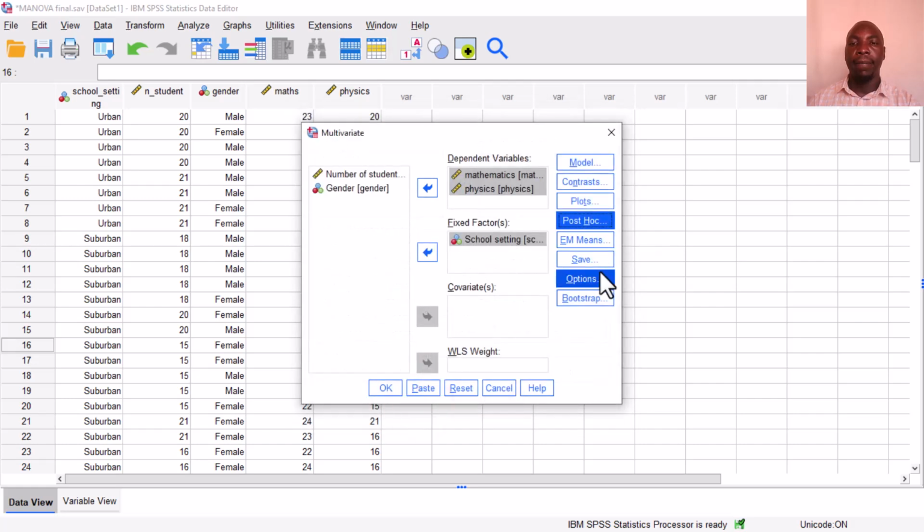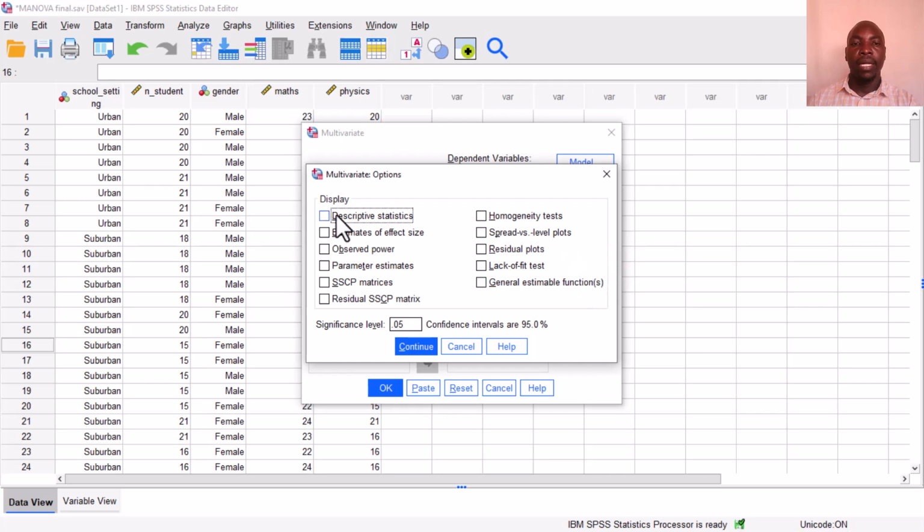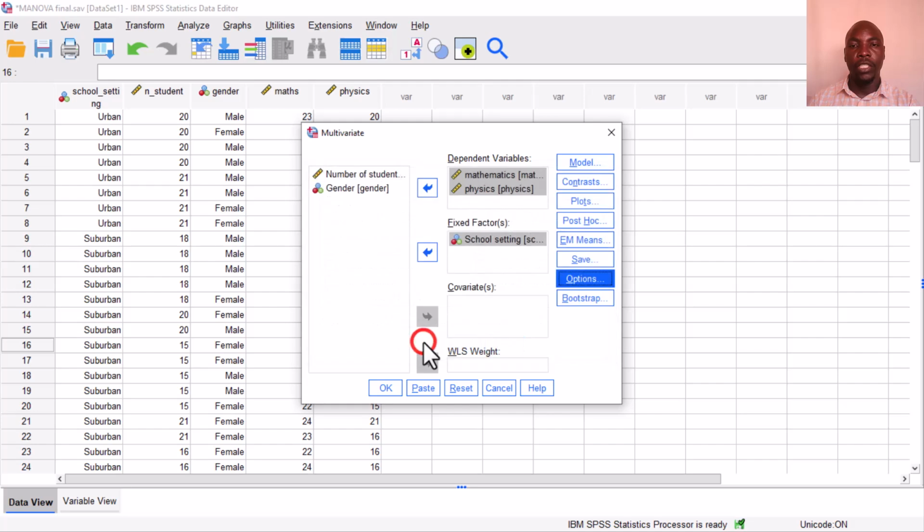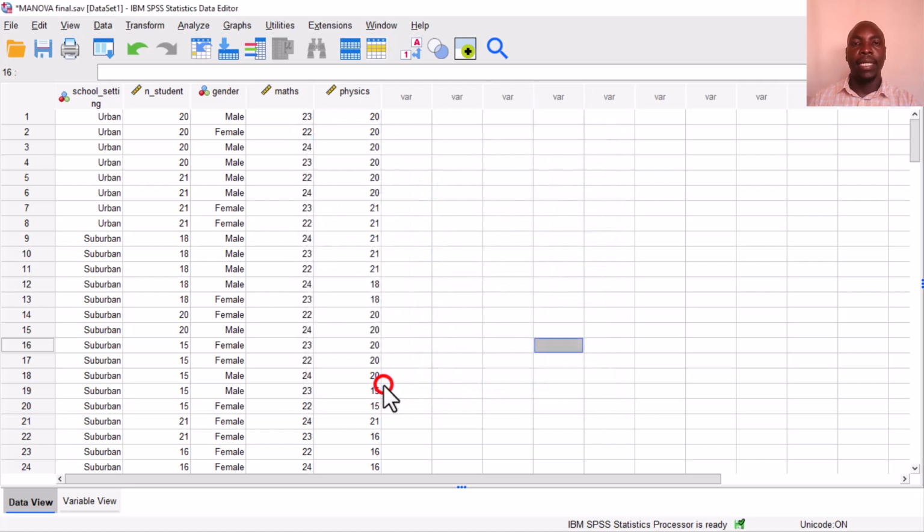Then under options, you can select descriptives, estimates of effect size, observed power, and the homogeneity tests, since this is a key assumption for using MANOVA, and then click continue. Once everything is set, you can click OK.